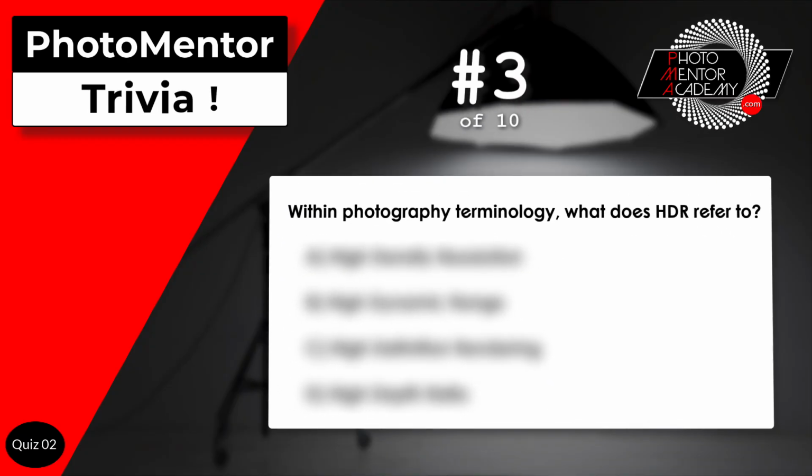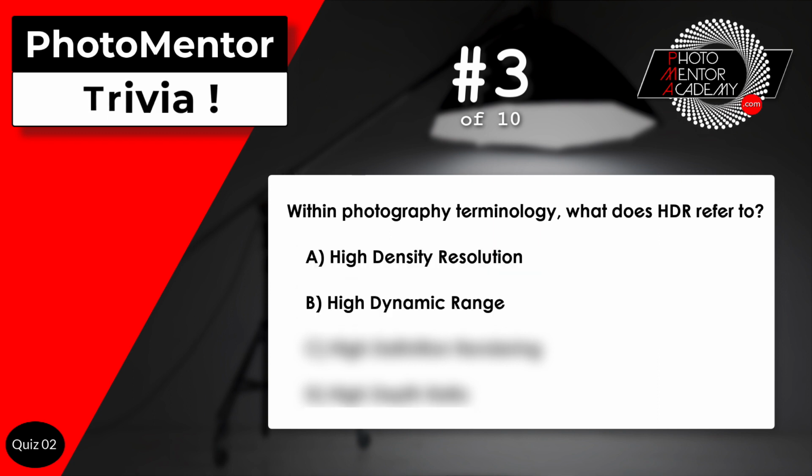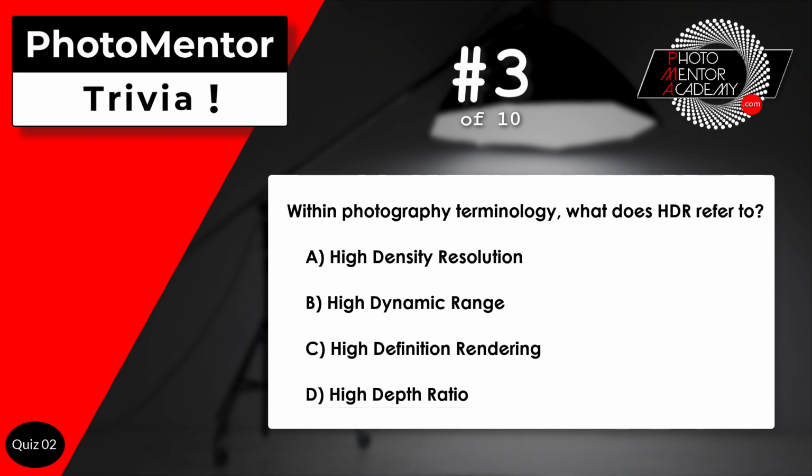Within photography terminology, what does HDR refer to? A. High density resolution. B. High dynamic range. C. High definition rendering. D. High depth ratio.